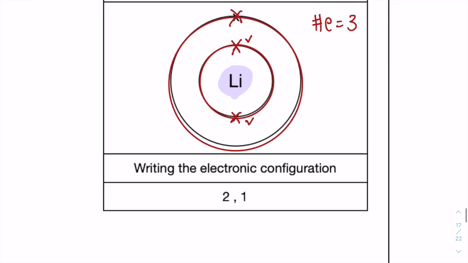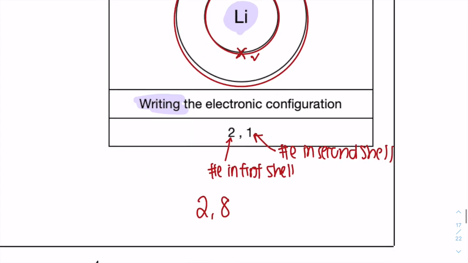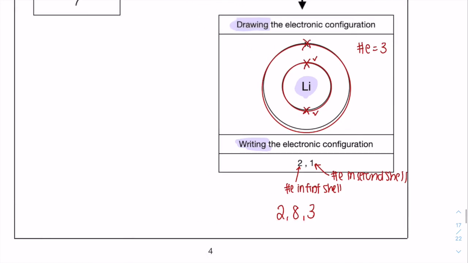When it comes to writing the electronic configuration, then it's much easier. All you have to do is to state the number of electrons in each shell. So the first number will be the number of electrons in the first shell, and then this second number will be the number of electrons in the second shell. If you have a third shell, then we are going to put another comma, and then we'll write down the number of electrons in the last shell. Okay, so it's not very difficult.